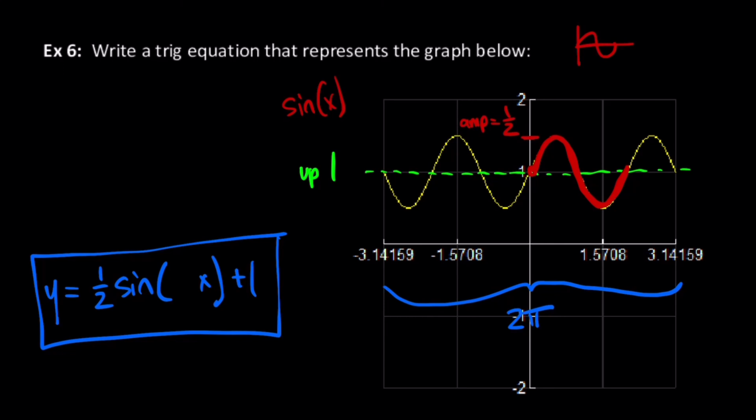So how many full cycles are there between 0 and 2 pi? Well, let's count them. It's going to overlap my original one a little bit. There's 1 cycle, valley hill. There's 1. Valley hill, there's 2. Valley hill, there's 3. So my frequency is 3. Boom, that's what goes there. B value is your frequency. Now that's a little confusing, okay?